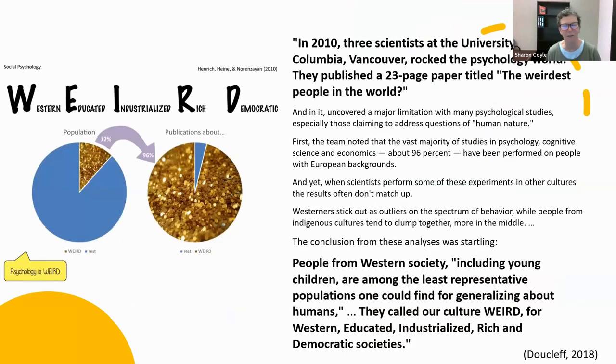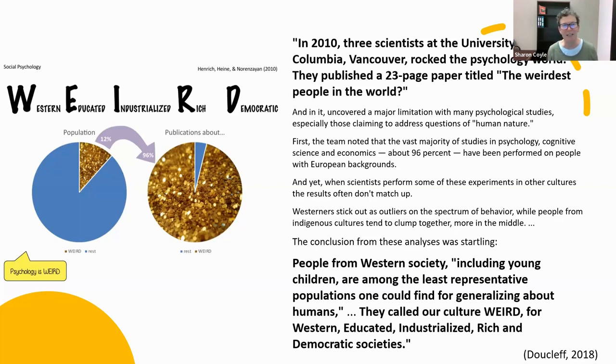So if you're in psychology, you probably already know this example: weird people. I am a weird person. Three scientists from the University of British Columbia sort of rocked the psychology world. They published a 23-page paper called The Weirdest People in the World. And what they found, if you look at the graphic on the left, is that 96% of the publications were about 12% of the world's population. And yet we were generalizing from these studies, saying this is how people are, this is human nature.